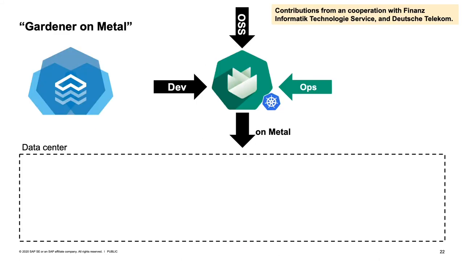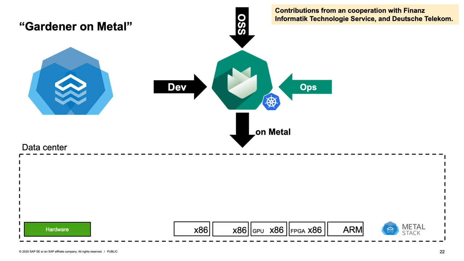Okay, let's talk about a couple of exciting projects that we're doing in the context of Gardener. We have the Gardener on Metal project. We do that in cooperation with Finanzinformatik Technologie Service and Deutsche Telekom. And the first, they actually have a productive offering in the banking sector based on Gardener on Metal. So what's so revolutionary about that? Basically we start with hardware and we can really run on any hardware, whether it's x86, whether it's GPU or even ARM.